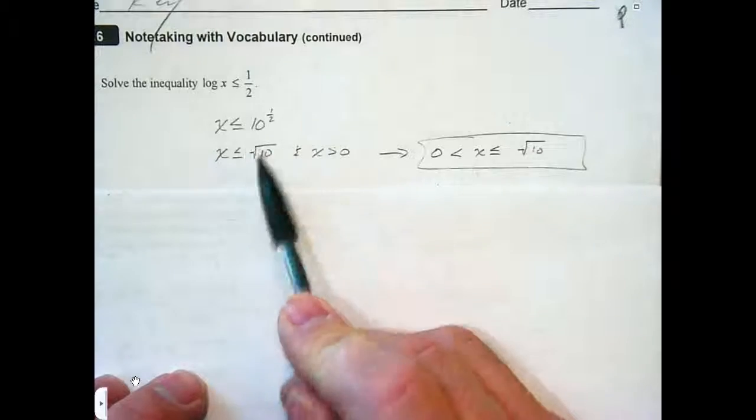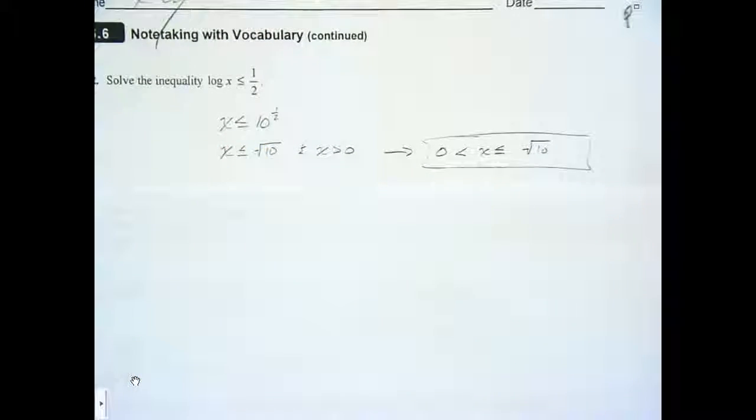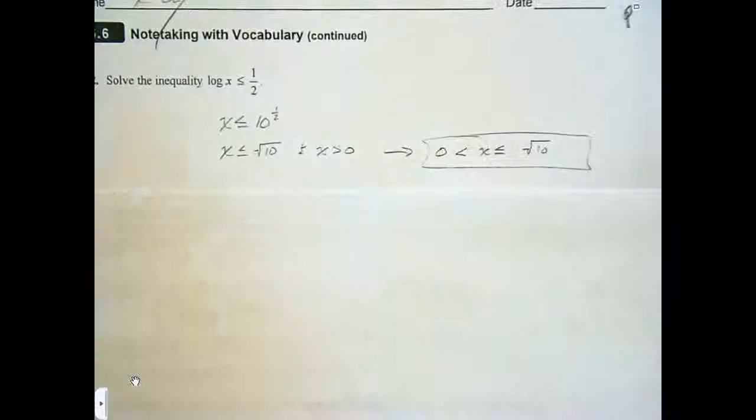10 to the 1/2 is the square root of 10. You didn't actually have to show that. You could have just put 10 to the 1/2 there.